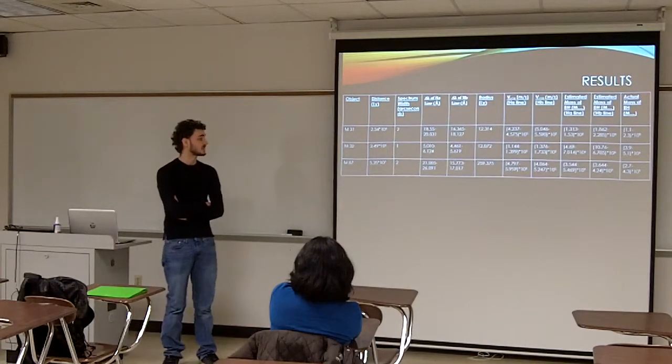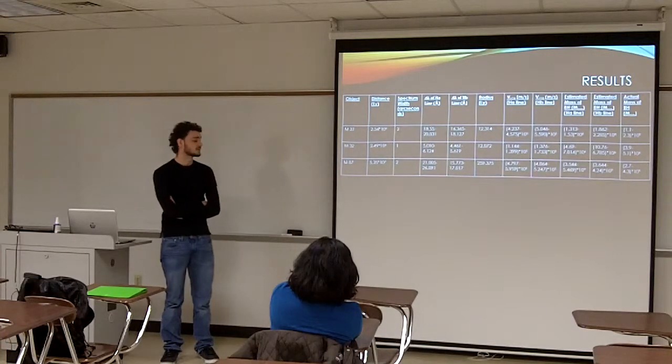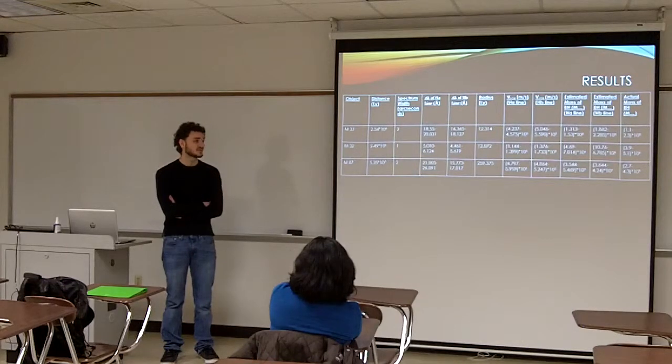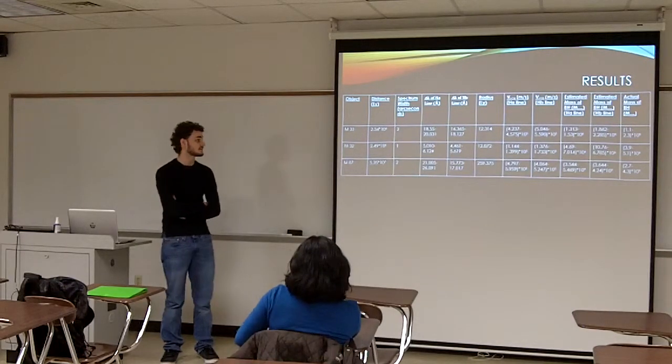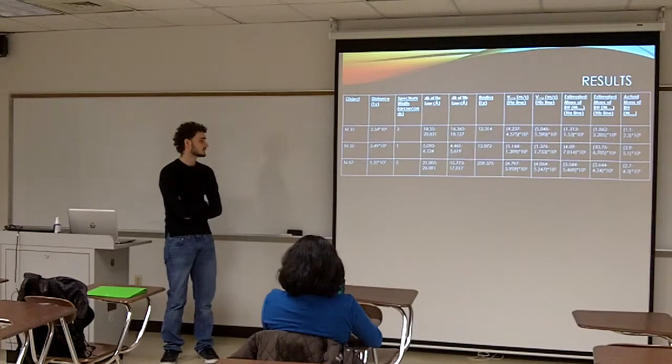For at least two of them, I was very accurate with my results, those being M31 and M87. M32, for some reason, I could not get as accurate, but at least for my H alpha line, I was within the uncertainties. And that was pretty much what I was going for.